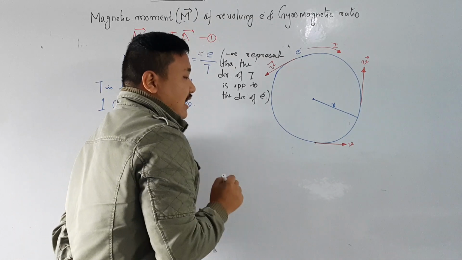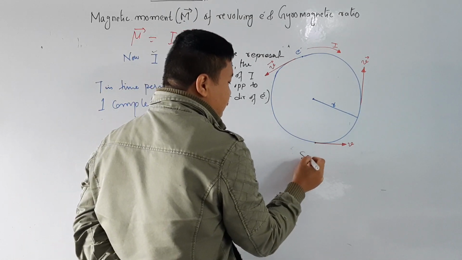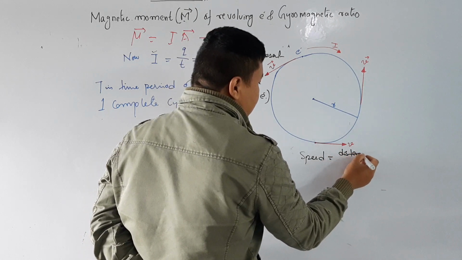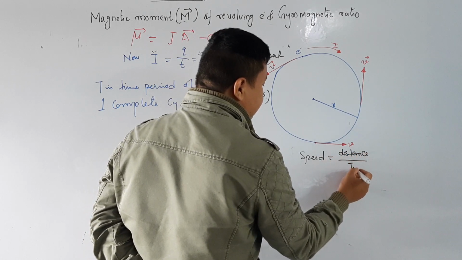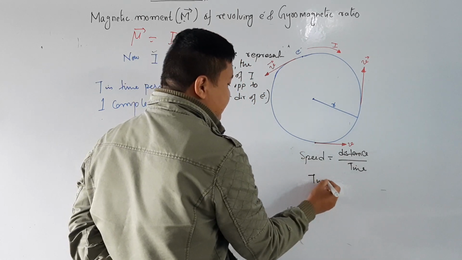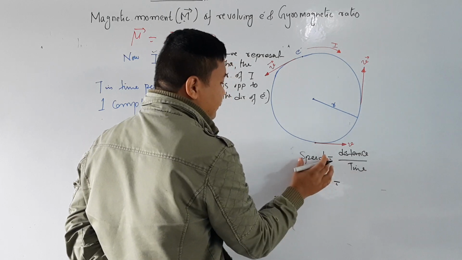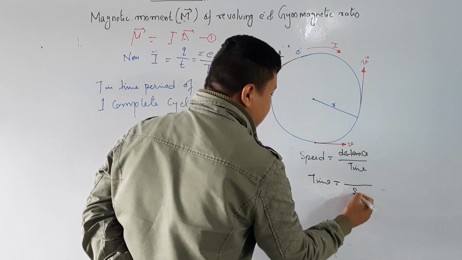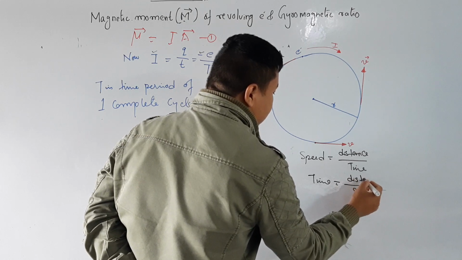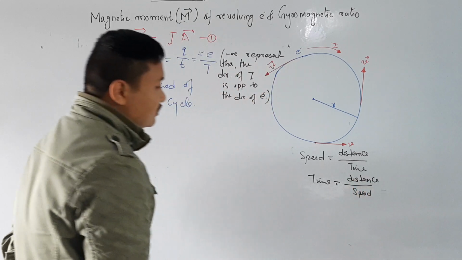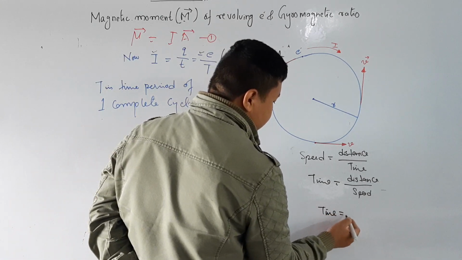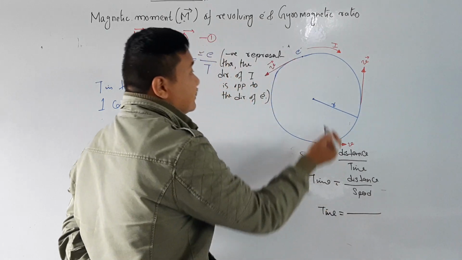Now to do so, I know that speed is equal to distance upon time, isn't it? Now I want to find time. So time is equal to distance divided by speed; you bring this here, then the speed will go down. This is my speed and this is distance. Okay. Now how much is the distance?